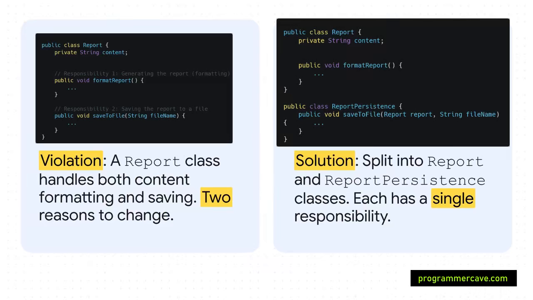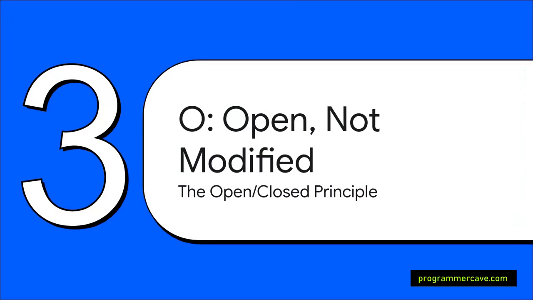On the left, you've got this report class. Its job is to handle the report's content, and its job is to save that report to a file. See the problem? 2 different reasons to change it. The solution is just so elegant. On the right, we just split it. We have one class that knows about the report's data and a completely separate report persistence class that knows how to save things. Each has one job. Much, much better.